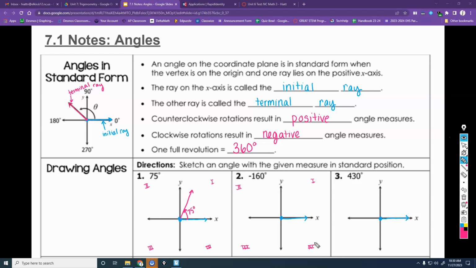It's negative. So it's less than 180, so it's less than halfway, but it's negative, so we're not going in this direction. Second 160 would be about right here in the second quadrant, but we are going backwards. So we would start here and go this direction. That'd be 90. That'd be 180, so 160 would fall somewhere about right here. So that would be negative 160 degrees.